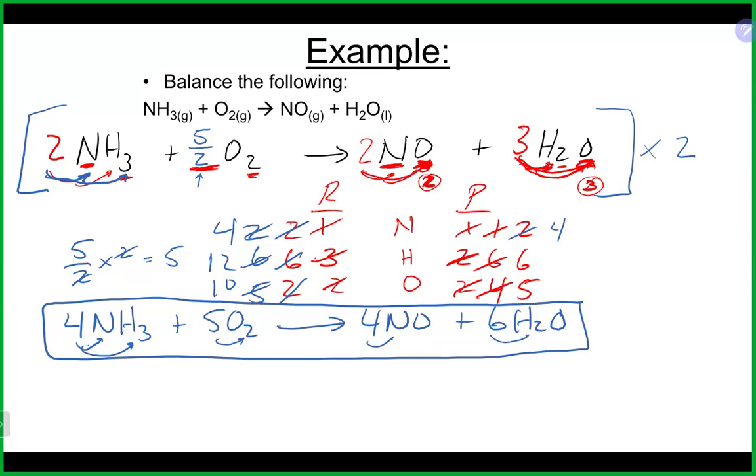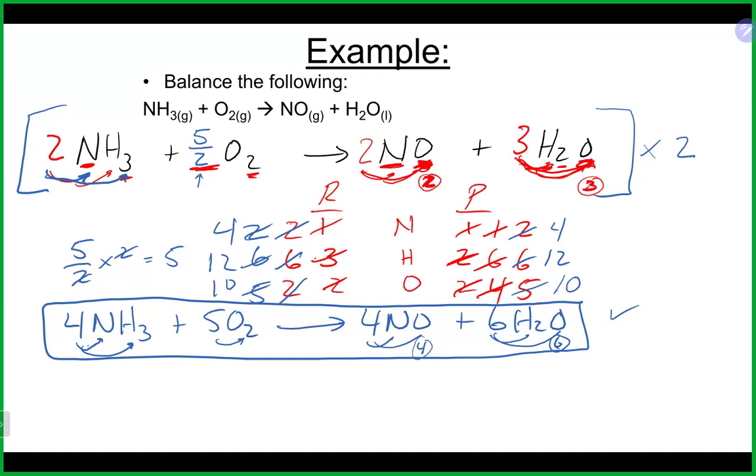6 times 2 is 12 hydrogens. We have 4 oxygens there and 6 oxygens there. 6 plus 4 is 10. And we are now properly balanced. So sometimes you may need to use a fraction to balance an equation.